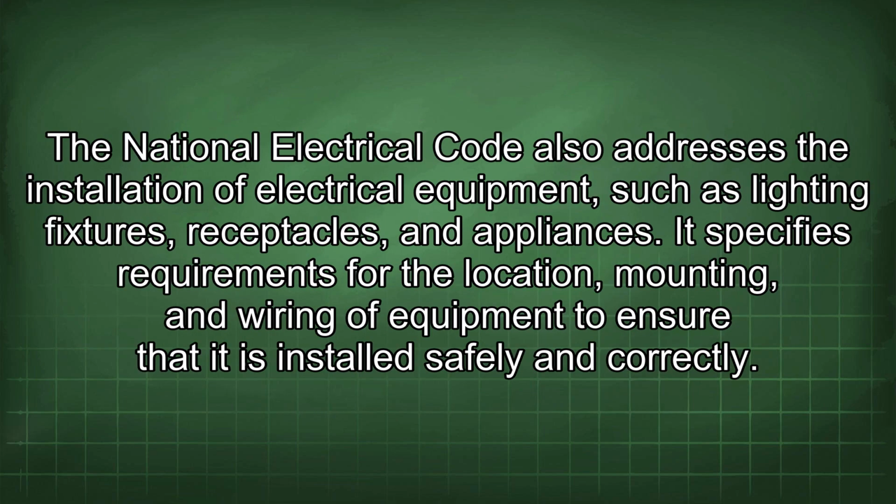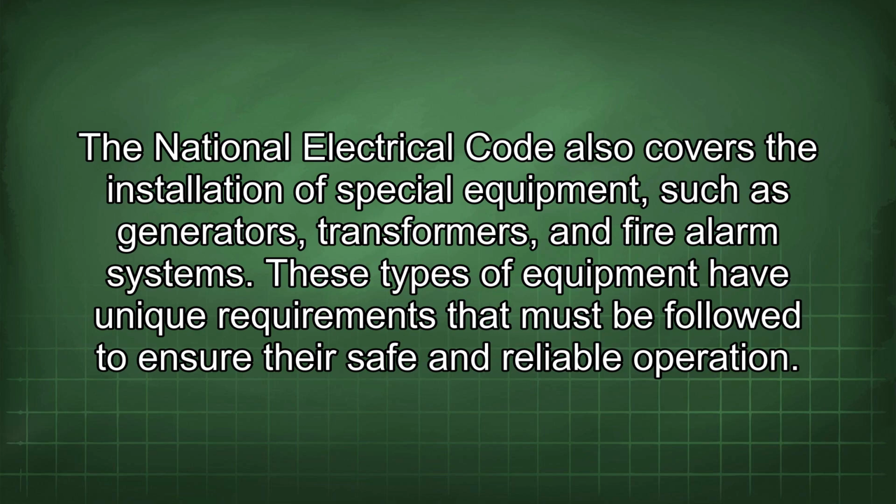The National Electrical Code also addresses the installation of electrical equipment such as lighting fixtures, receptacles, and appliances. It specifies requirements for the location, mounting, and wiring of equipment to ensure that it is installed safely and correctly. The National Electrical Code also covers the installation of special equipment such as generators, transformers, and fire alarm systems. These types of equipment have unique requirements that must be followed to ensure their safe and reliable operation.